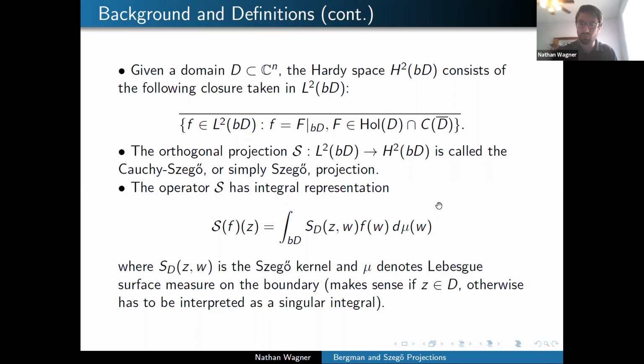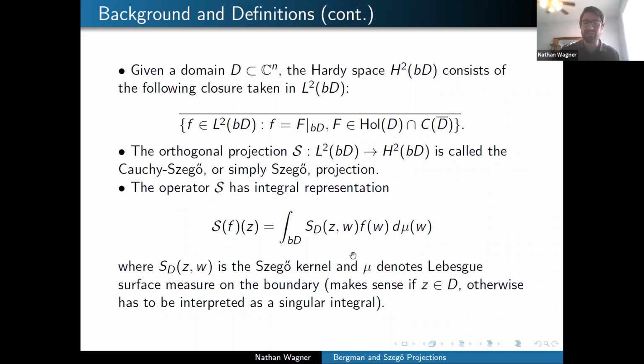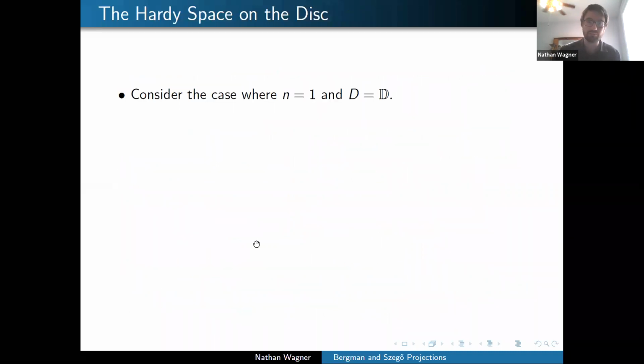information about the function through the Poisson integral. So I can identify functions on the domain with the boundary values. And so this integral actually makes sense as a bona fide integral if Z is in my domain, where I'm looking at the interior values of the associated Poisson extension. If Z is on the boundary, then you have to interpret this as some kind of singular integral. But I won't belabor that point too much.